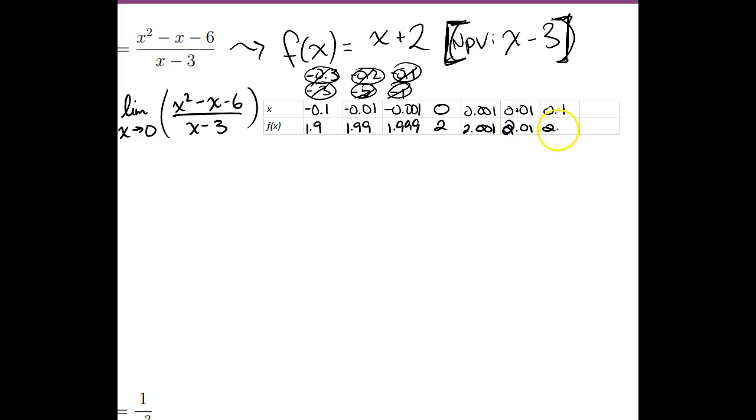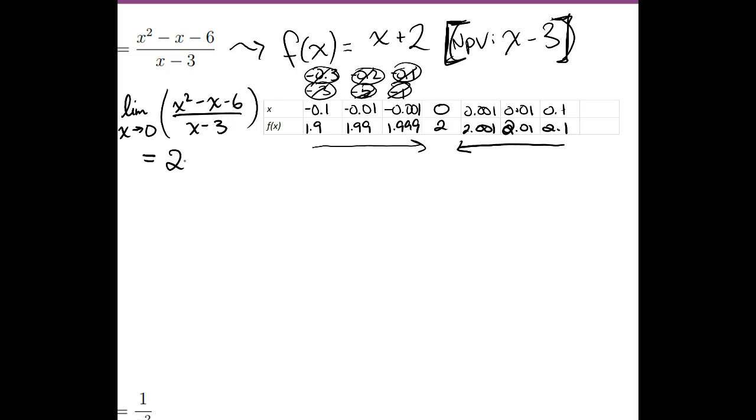So as I approach 0 from the right side, and look in terms of my y values, I'm getting closer and closer to 2. As I approach from the left with my x values, my y values again are approaching 2. Therefore, I can say that my limit as x approaches 0 for this function is going to be 2.